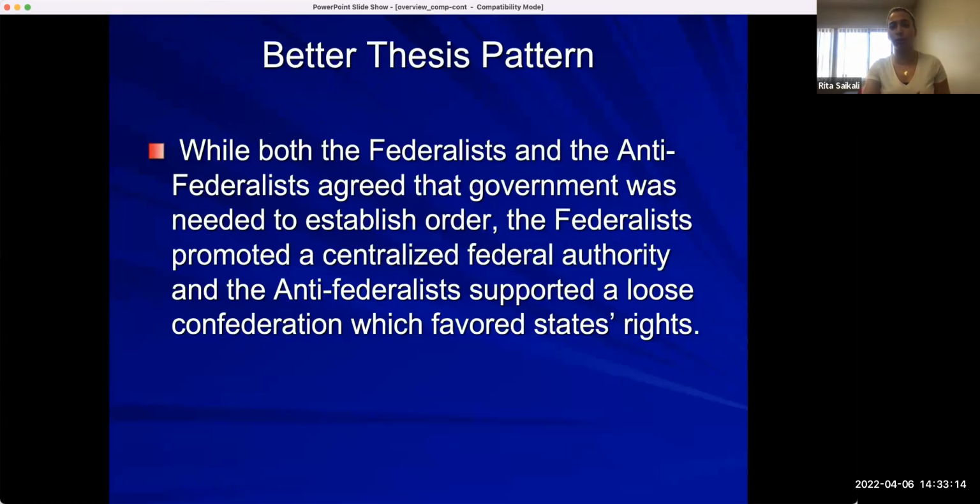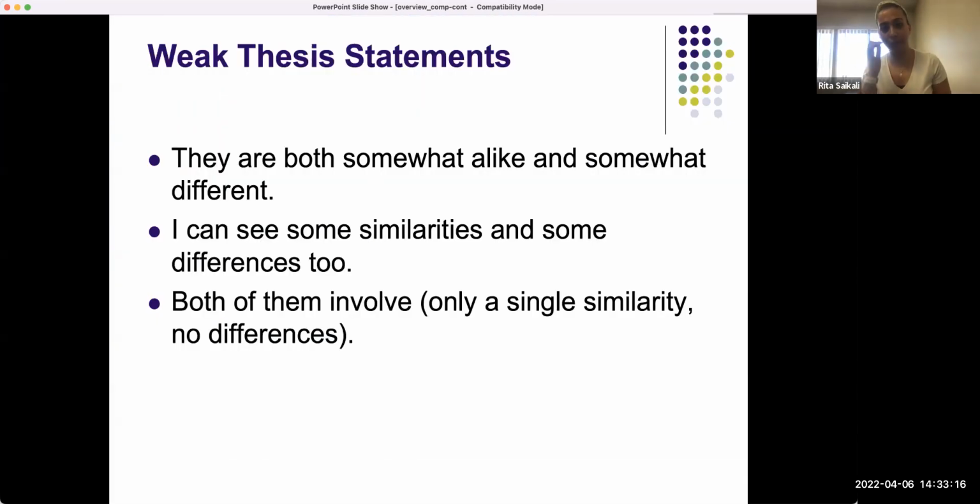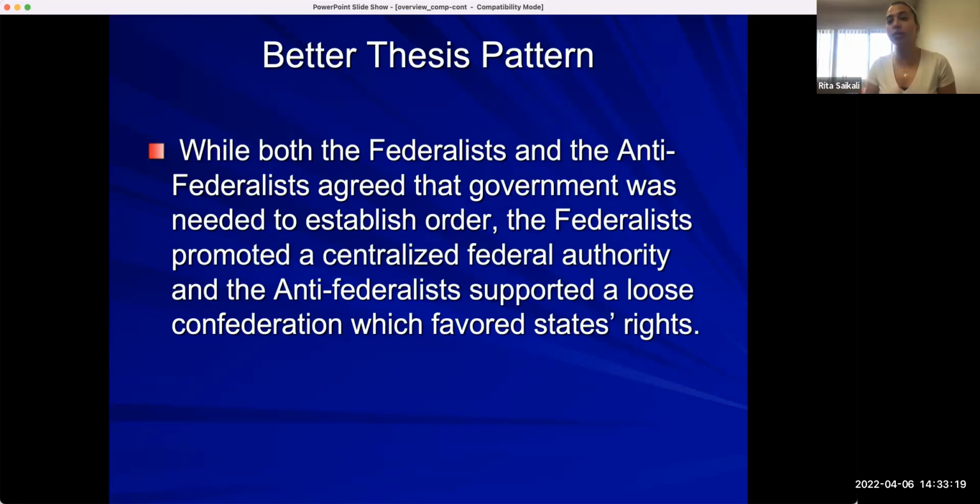What you want to do is make a stronger claim. Now, this is an example, but what you want to do is make a stronger claim about the similarities and the differences, and be specific regarding the similarities and the differences. So, for example, and the example they gave us is, while both the Federalists and the Anti-Federalists agree that government was needed to establish order, right? So that's the similarity. That's how they are similar.